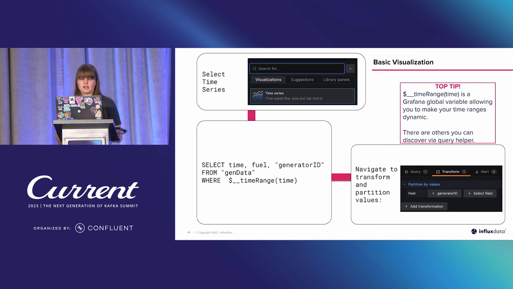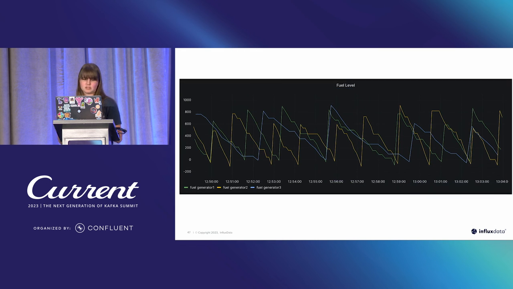And then from there, you just want to navigate to transform, and just a heads up, this is all available online. I'm going to have a QR code for this. Just makes it a little bit easier for everyone to follow. And this is what you would end up with. By doing the generator ID as the unique value, those are all the different colored lines here. As you can see, we get the fuel for generators 1, 2, and 3. And this is just a pretty simple hookup. It's great. People love using Grafana for visualization. Obviously, we also suggest it as well.